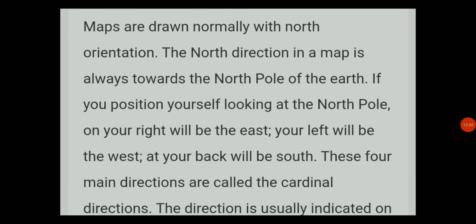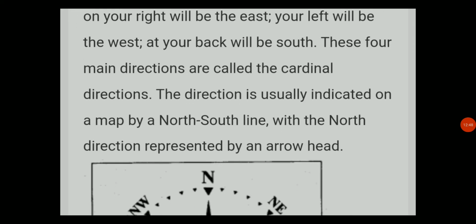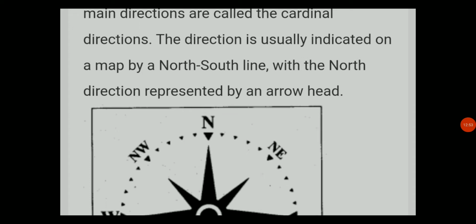Answer: direction. Maps are drawn normally with north orientation. The north direction in the map is always towards the north pole of the earth. If you position yourself looking at the north pole, on your right will be the east direction, your left will be the west, and at your back will be the south. These 4 main directions are called cardinal directions.